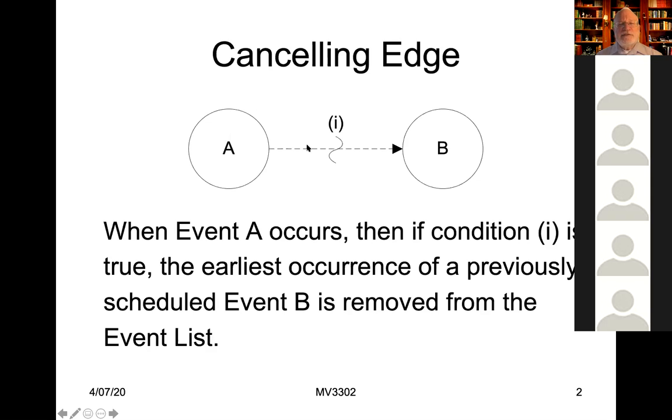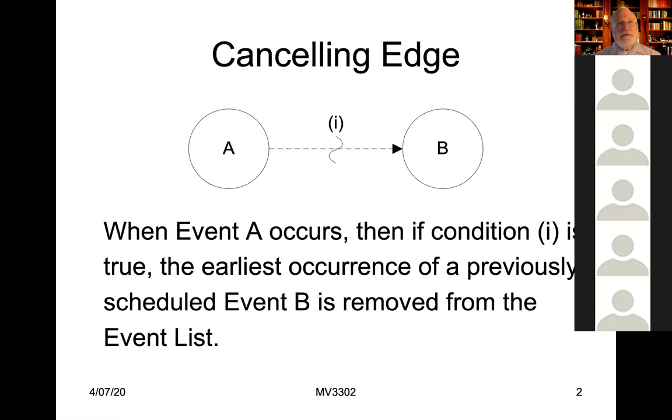So what this canonical representation says is that when event A occurs, then if this Boolean condition is true, then the earliest scheduled occurrence of a previously scheduled event B is removed from the event list. In other words, the event B is canceled, but only when this particular event occurs.